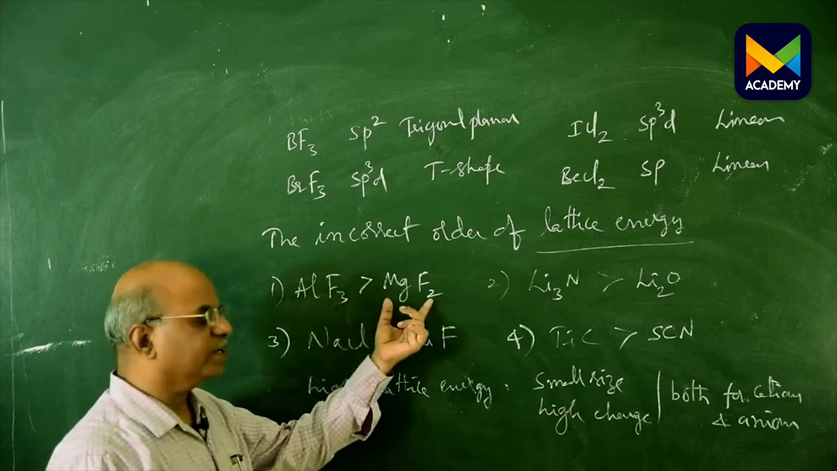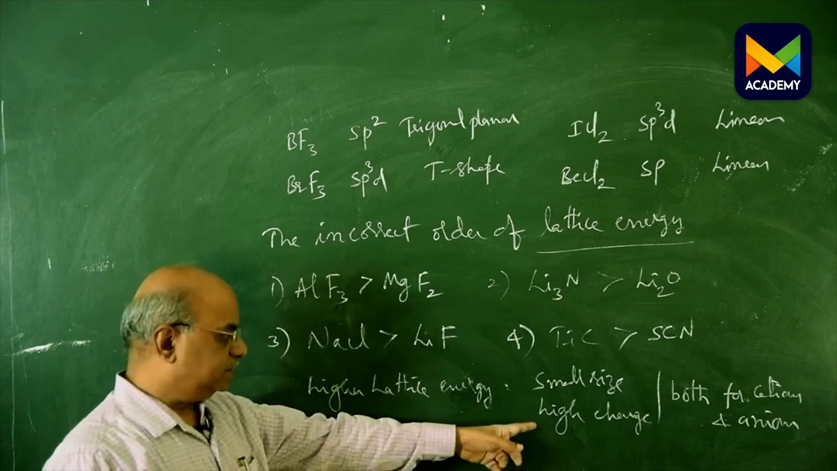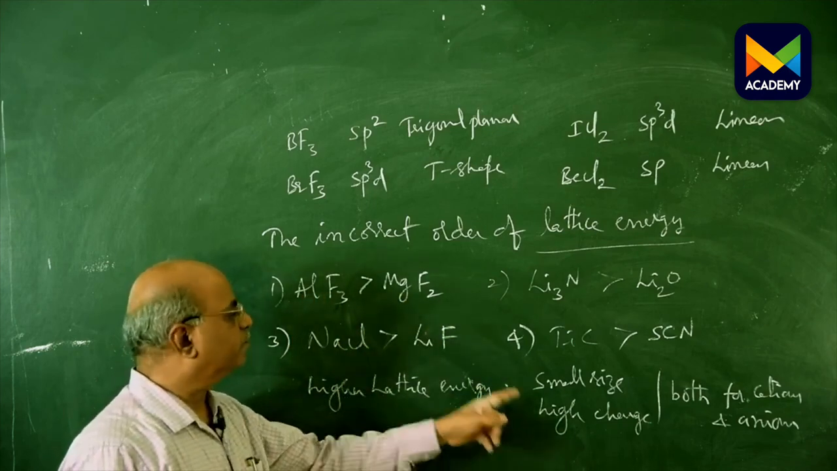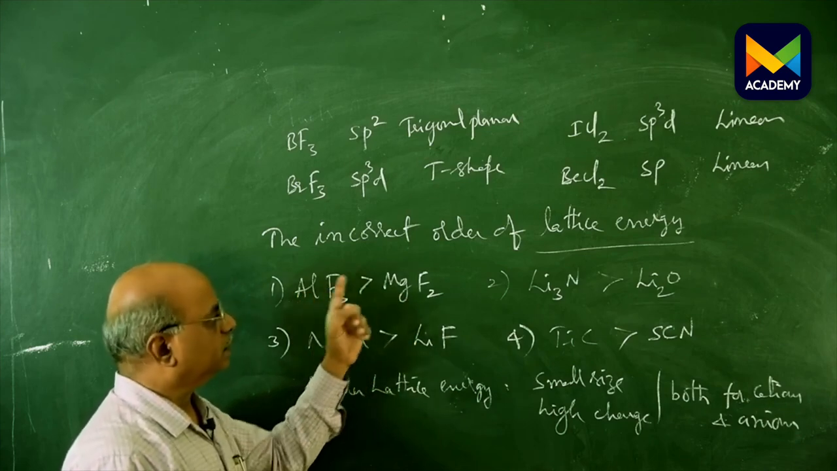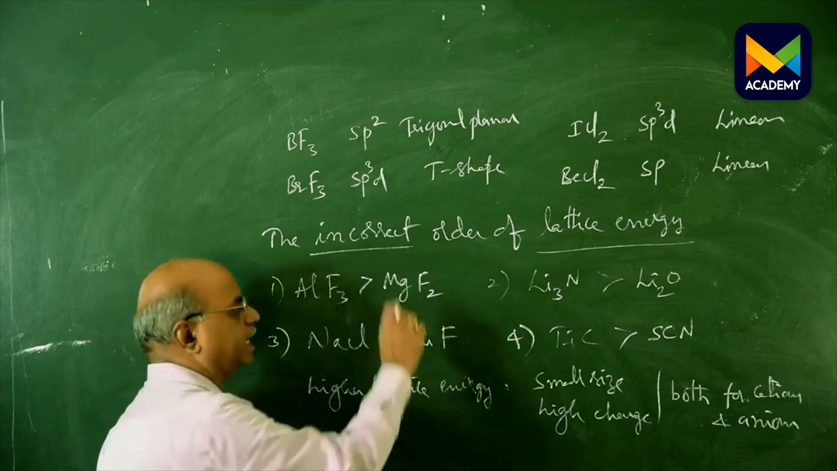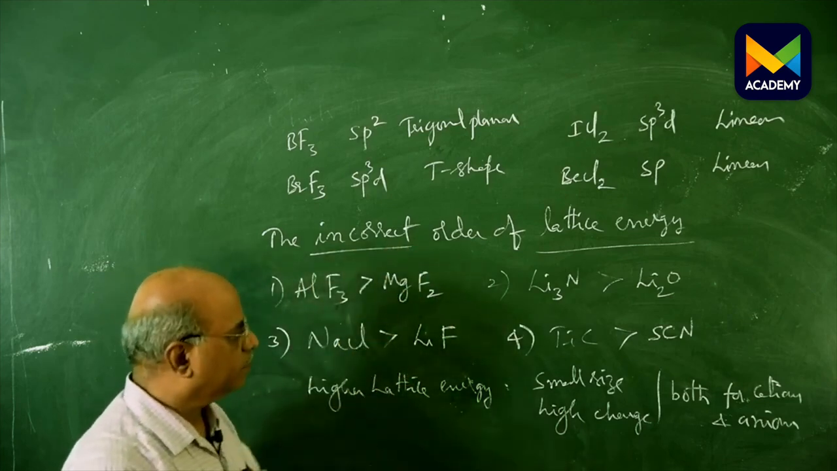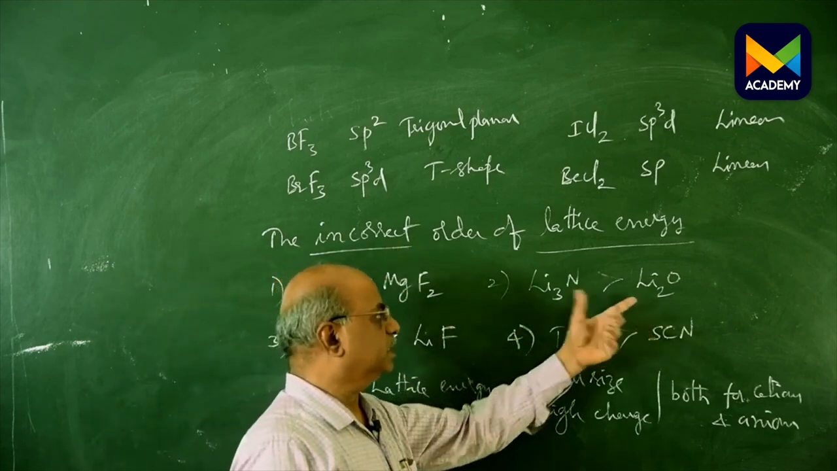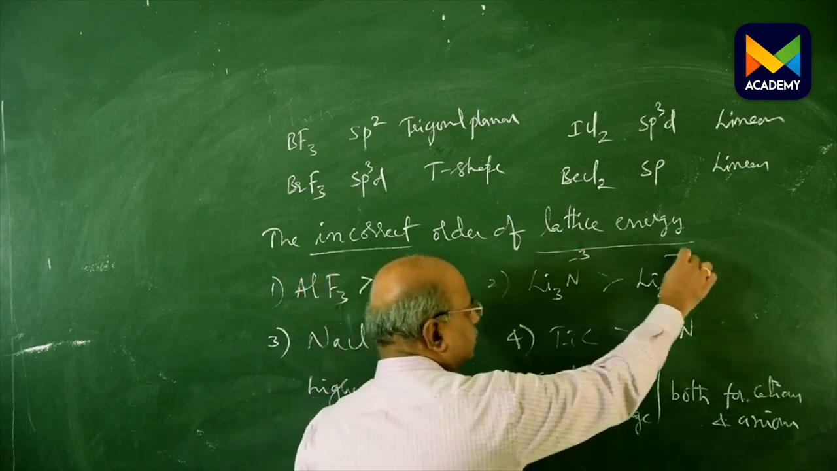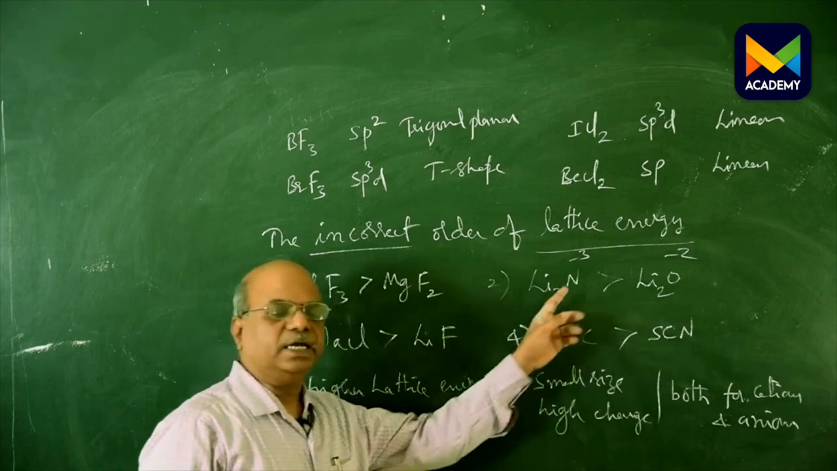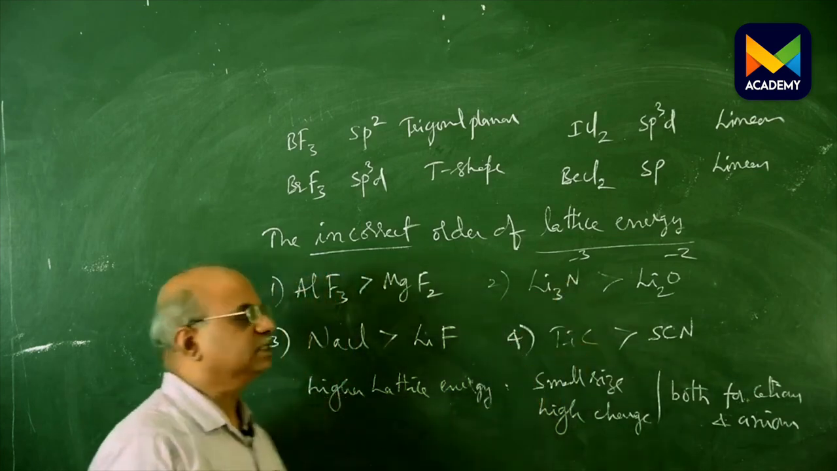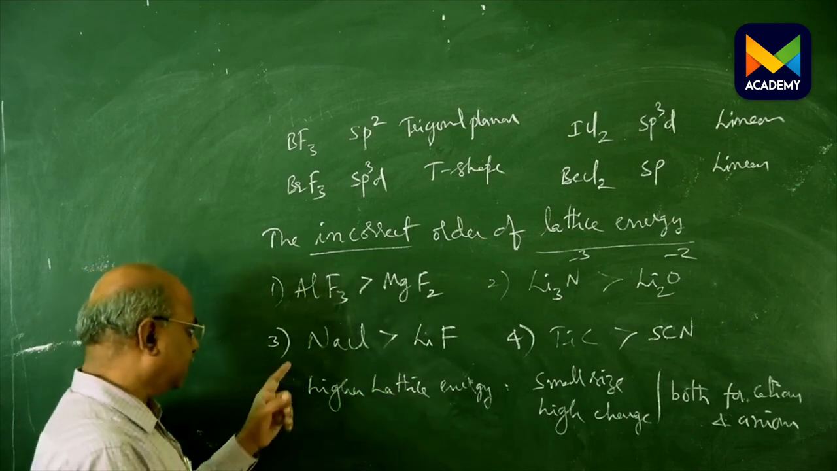Aluminium fluoride is ionic, magnesium fluoride is ionic. We can see higher charge for aluminium, Al+3, whereas magnesium is +2. Therefore this is the right order, but the question is asking for the incorrect order, so it can't be the answer here. Lithium nitride, lithium oxide. Lithium is common here, so nitride is N-3 and this is O-2. Once again, higher negative charge, therefore it also has higher lattice energy. So that cannot be the answer again.